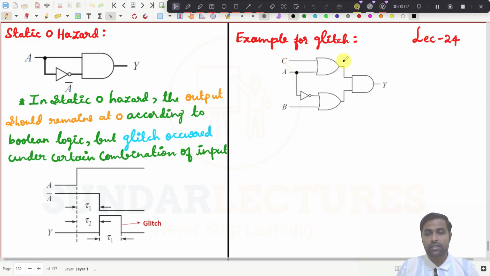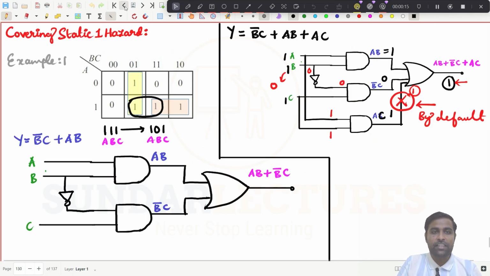Welcome to Sundar's lecture. This is lecture number 24, and in this lecture we are going to see static zero hazard and how we are going to cover the static zero hazard, as well as we are going to see dynamic hazard. So what are all the topics we have seen in the previous class?